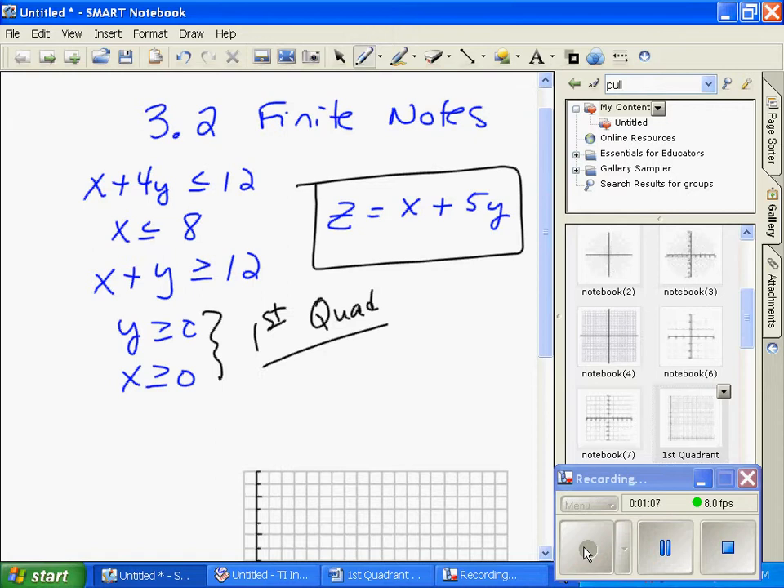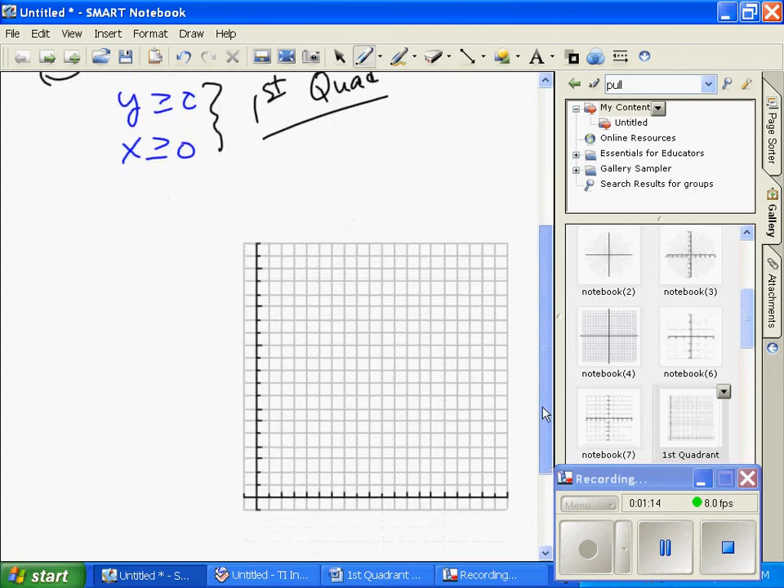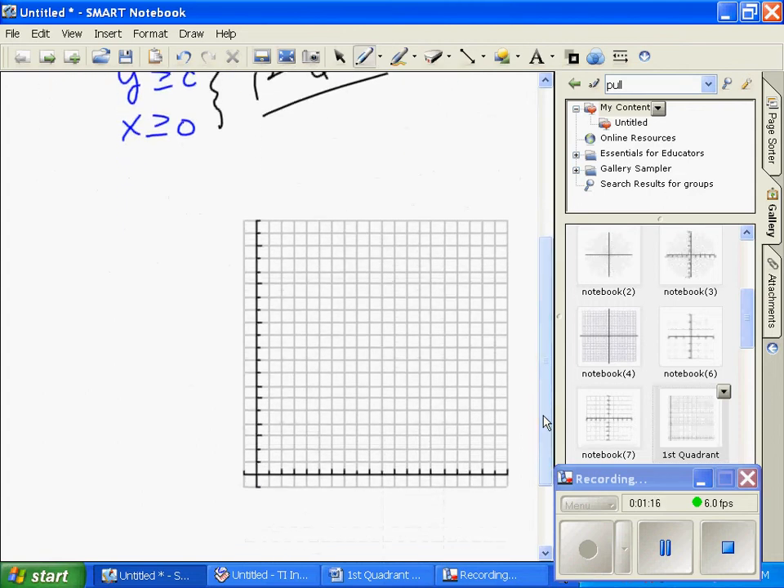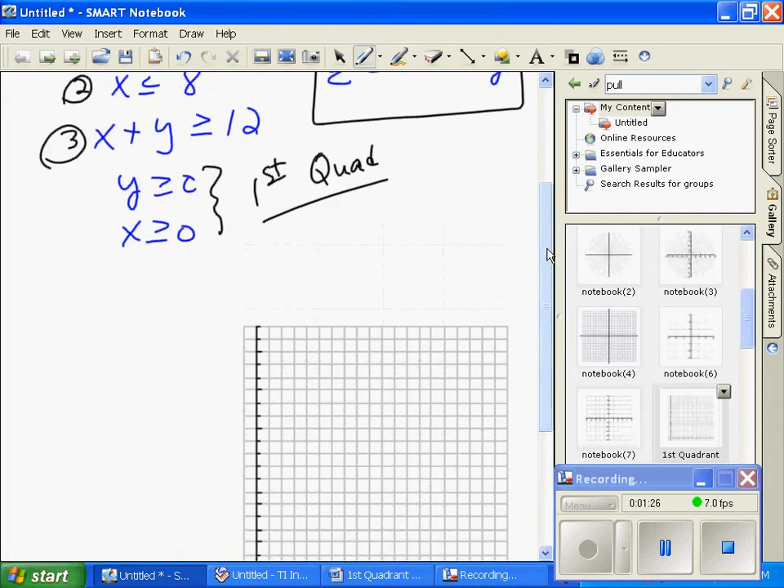Okay, so I'm going to label these equations 1, 2, and 3, and I'm going to graph using x and y intercepts. One thing to keep in mind today, if I'm going too fast, all you have to do is have whoever's running the mouse pause me, rewind, whatever. You can pause, and so everybody can catch up. Okay, here's equation number 1.